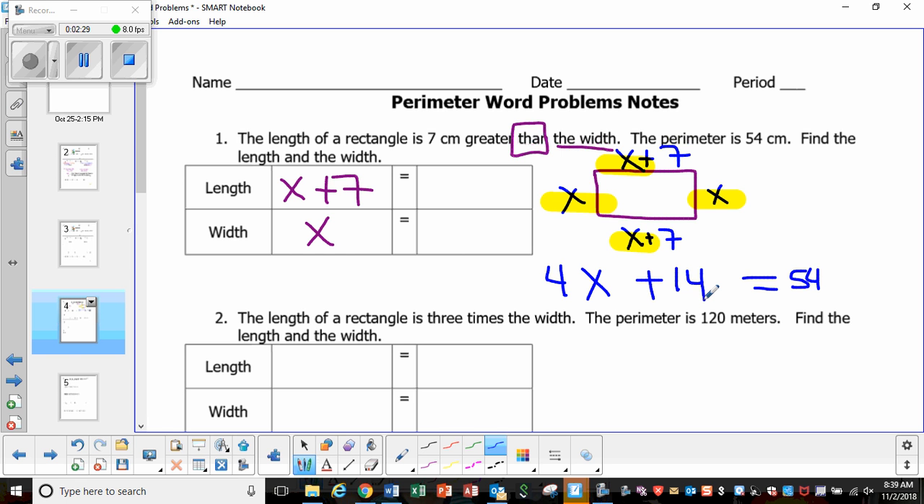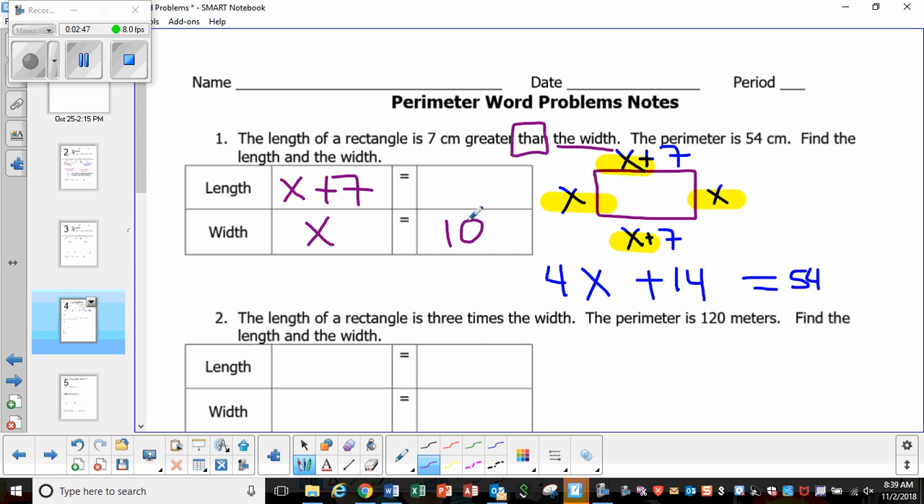I'm not going to walk you through that. You guys know how to do that. Raise your hand when you found x. So you know you're going to use the subtraction property of equality and the division property of equality. Raise your hand when you have x. Antonio? So he says x is 10, so that's the width.